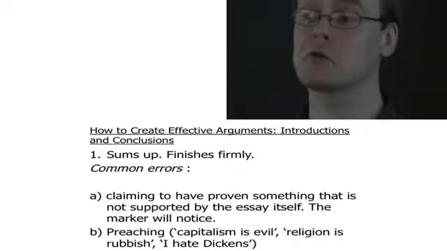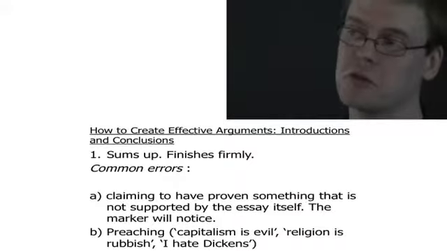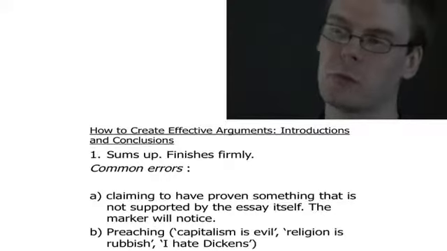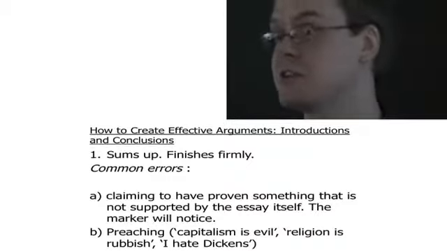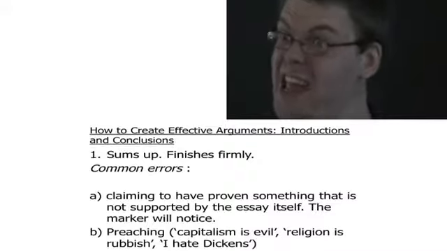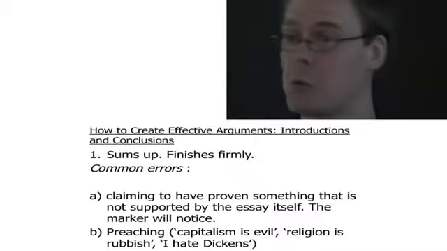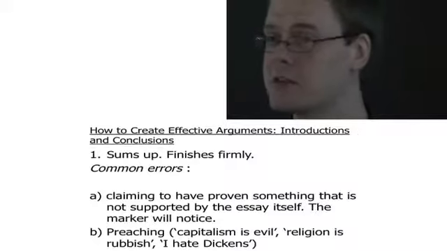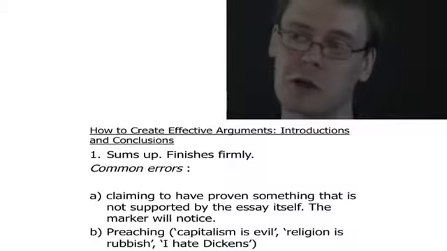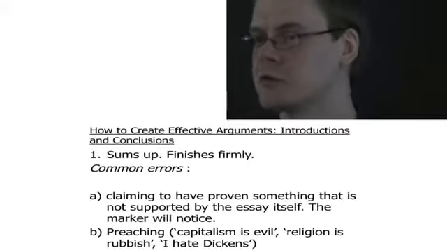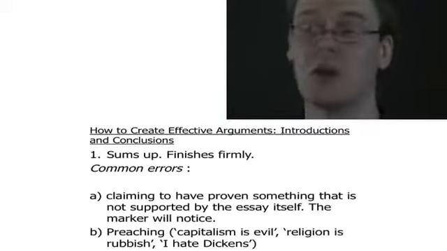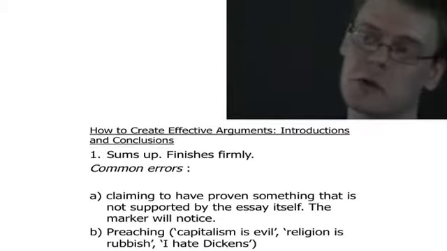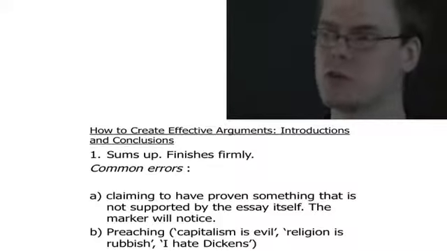Okay, a second problem that people often have with their conclusions, it relates to the part where you're supposed to finish firmly, is that people quite often fall into preaching. And they quite often make emotive statements like capitalism is evil, or religion is rubbish, or I hate Dickens. Now, you might actually think one or more of those things, and in a sense I'm not too concerned whether you actually do think those things. The point is, well, okay, if you want to critique capitalism, well, then you would need to do that, or rather you might want to talk about the ways in which Charles Dickens' novels critique capitalism, but you would do that in a measured way and you would use evidence from the text.